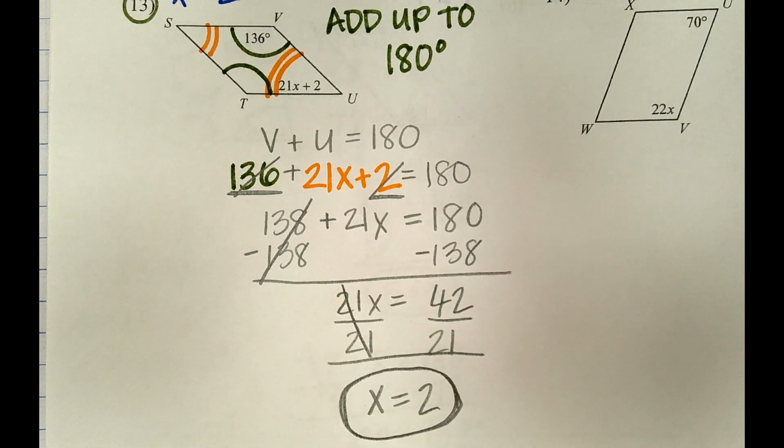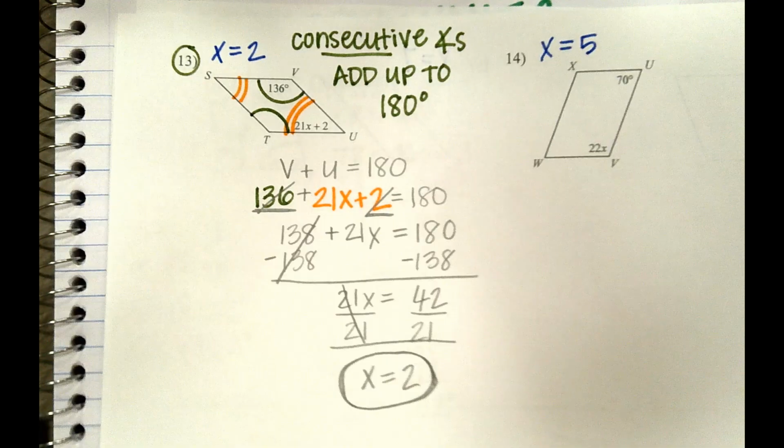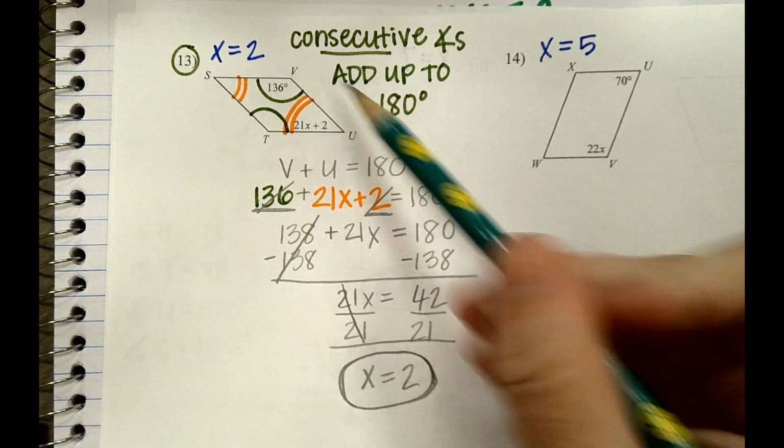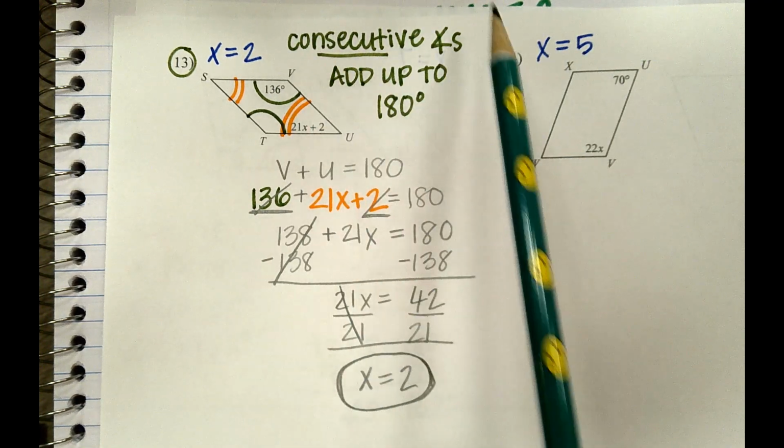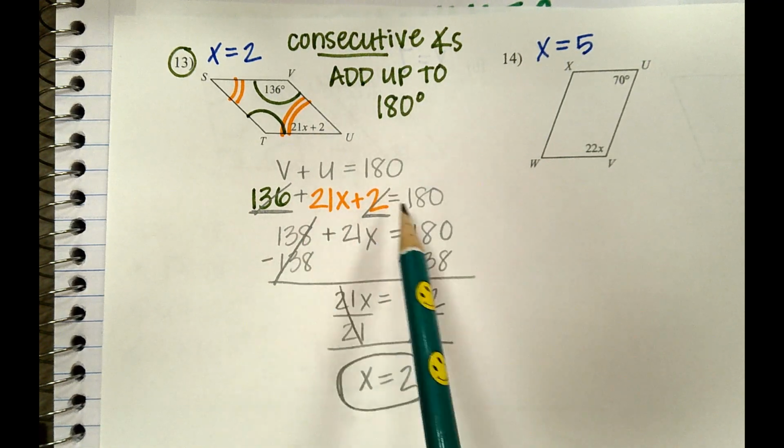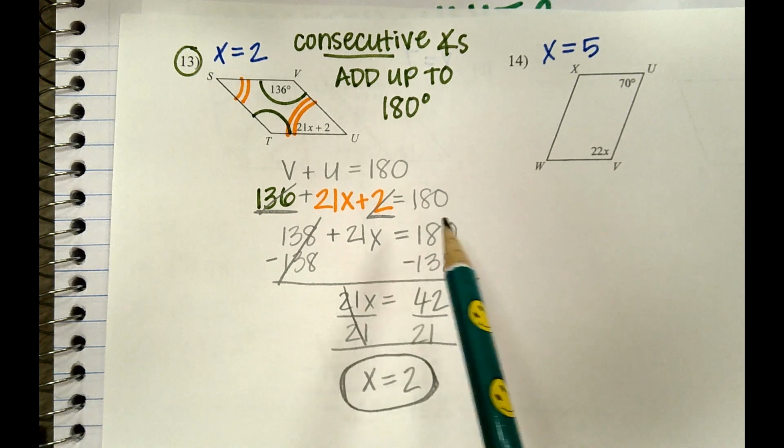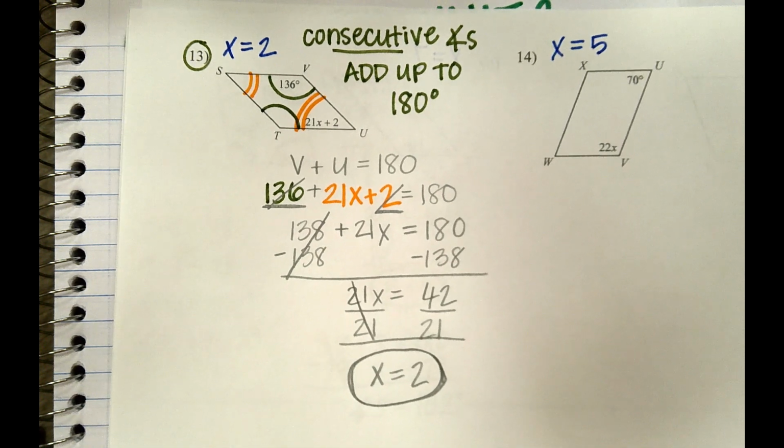There you go. So number 13 is a problem with consecutive angles, angles that are right next to each other. When we have consecutive angles, we will add them together, set them equal to 180. Now there is one other case.